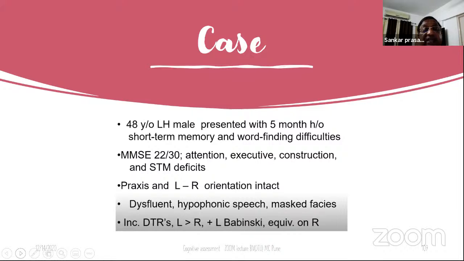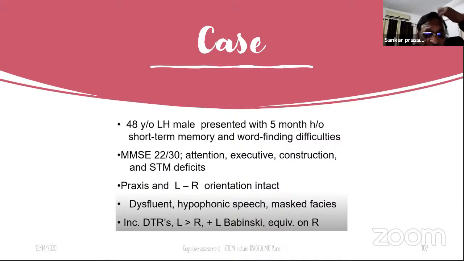Lastly, we'll talk about disconnection syndromes, and I'll tell you a case: a 48-year-old male presented with a 5-month history of short-term memory and word-finding difficulties. MMSE is 22 by 30. Attention, executive, and construction deficits are there, and praxis and left-right orientation are intact. He was disfluent, with hypophonic speech, masked faces, and deep tendon jerks left more than right. They are brisk. Left side Babinski sign is present, equivocal on the right side.